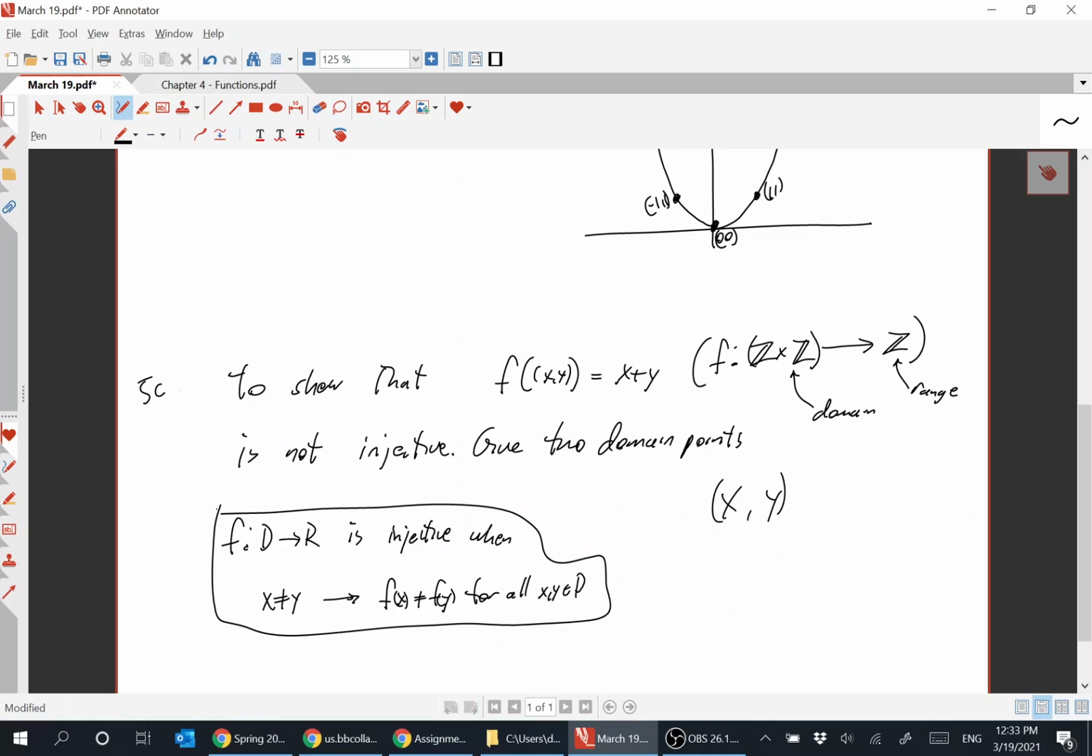So there's two domain points, so it's not injective. Is this two things from the domain? This is the domain. Is that two elements of the domain? It looks like it. What is Z cross Z? It's the set of all... set of all what?